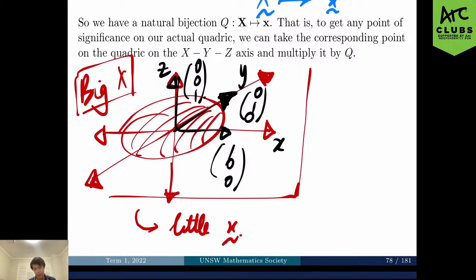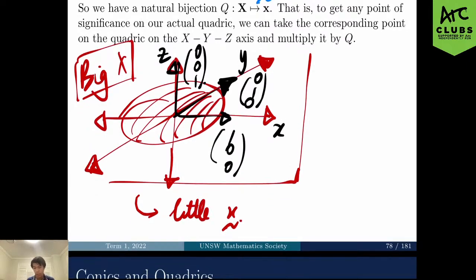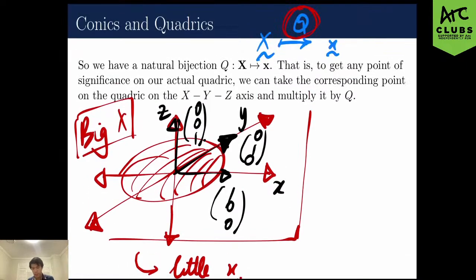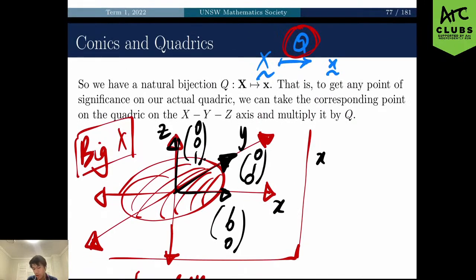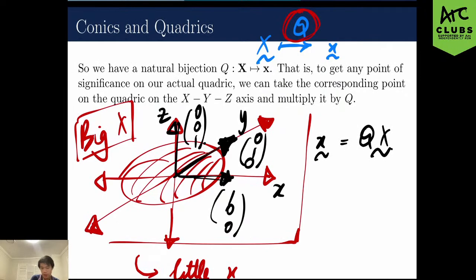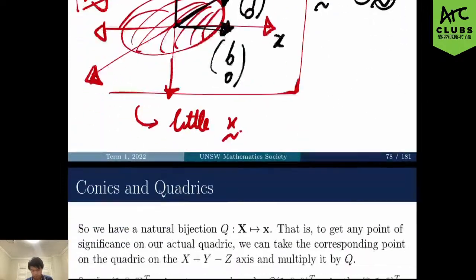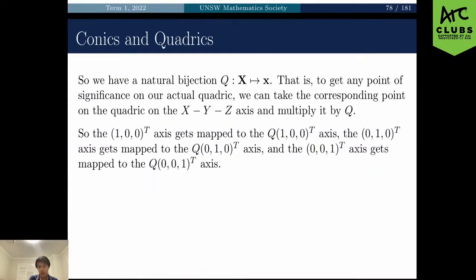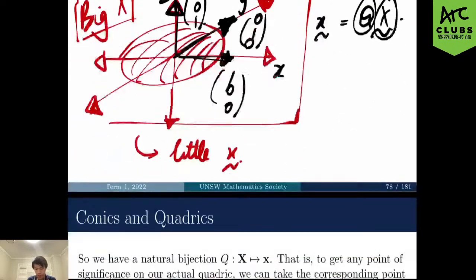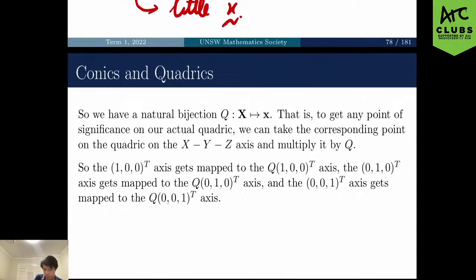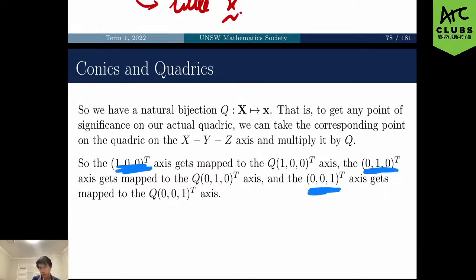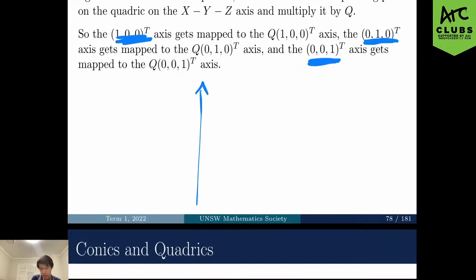To get from the big X space to the little x space, we need to multiply by Q. That's the whole point. If x is equal to Q times X, then to get from this space over here with the ellipsoid, we need to multiply Q by X. So, for example, the principal axes of an ellipsoid are 1, 0, 0, they are 0, 1, 0, and they are 0, 0, 1. Because an ellipsoid, if you look at it, actually looks like this.